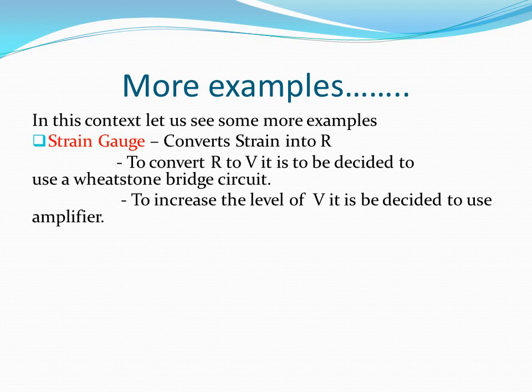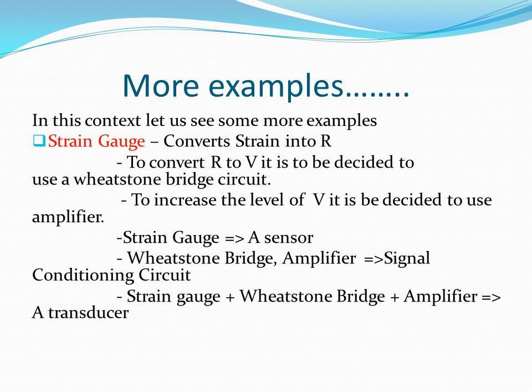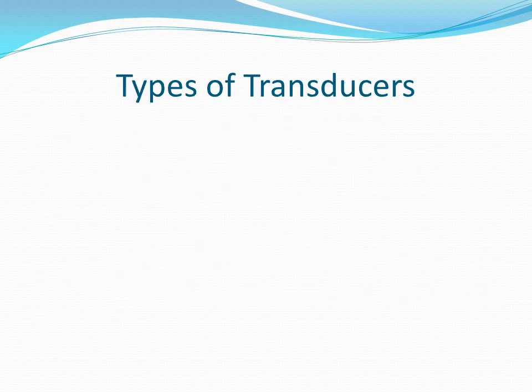So here a strain gauge is a sensor. Along with the strain gauge you are using a Wheatstone bridge circuit and an amplifier. They are the signal conditioning elements. So strain gauge is a sensor, and Wheatstone bridge and amplifier are signal conditioning circuits. So overall a strain gauge, a Wheatstone bridge and an amplifier is a transducer. So this will give you more understanding, I think. So we'll go for different types of transducers.